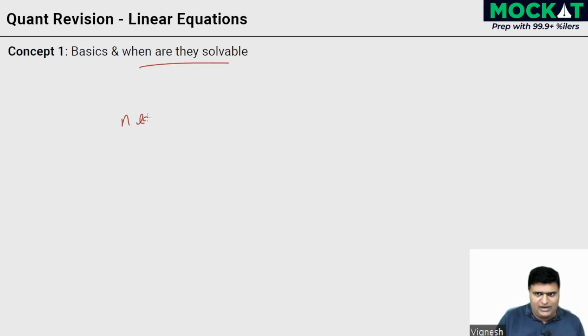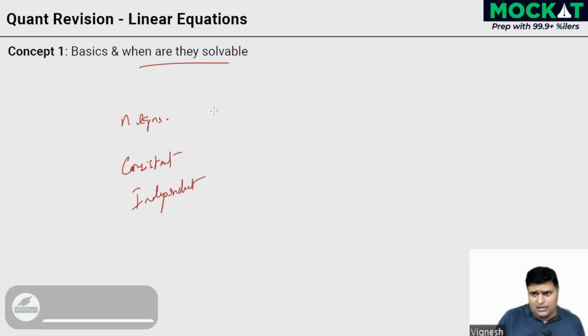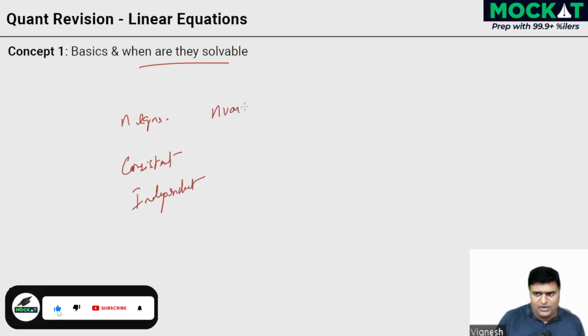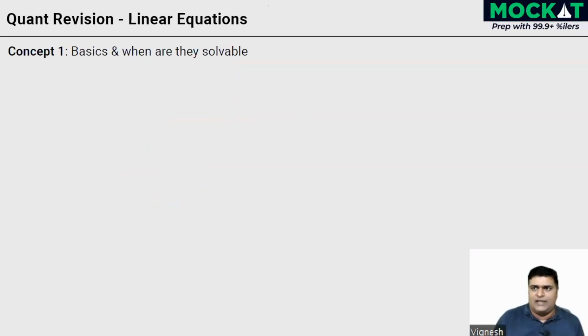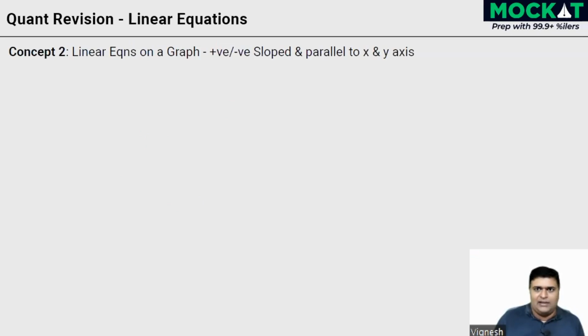If you have n equations and all of them are consistent and independent, we'll look at that as well. Sorry about the handwriting. So n equations and n variables, and these equations are all consistent and independent. You can definitely solve for your n variables here. So that's the basics when it comes to linear equations.